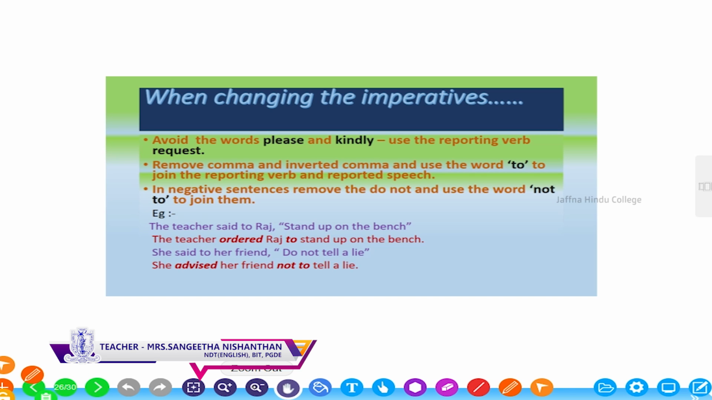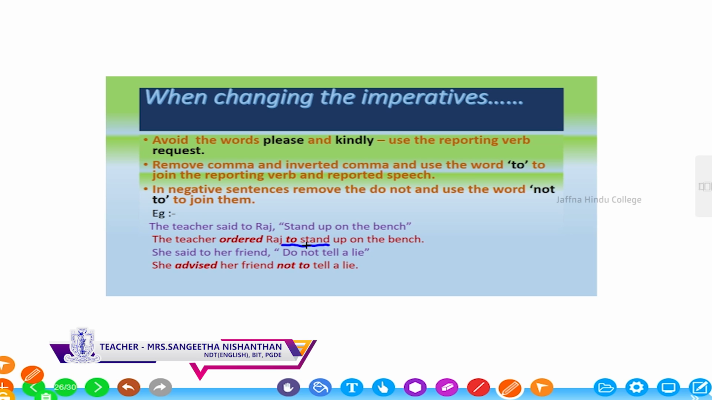The teacher said to Ravi, stand up on the bench. This is a command. The teacher ordered Raj to stand up. We use to here: to stand up on the bench. So when we use to, this is the infinitive, to infinitive, so it does not change its tense.